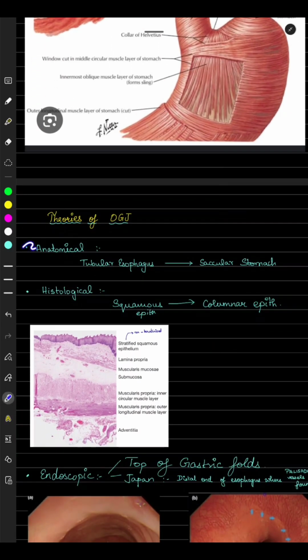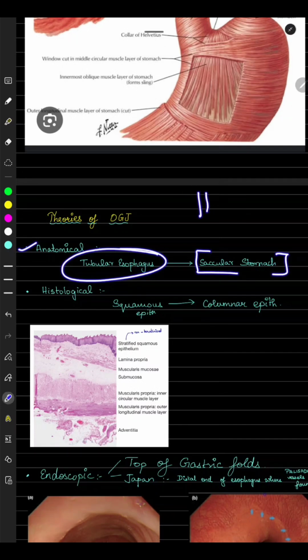So the first theory is anatomical. Anatomical is where the tubular esophagus turns into a saccular stomach. Yeah, it's understandable, right? It's a tubular esophagus turning into a saccular stomach. Okay, this is the anatomical explanation.